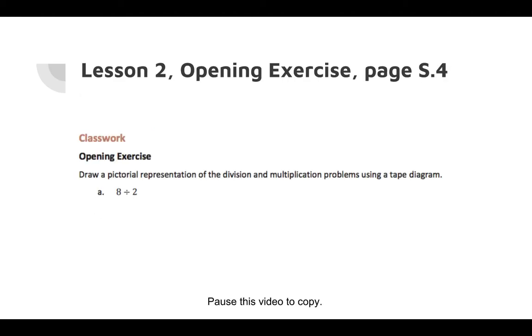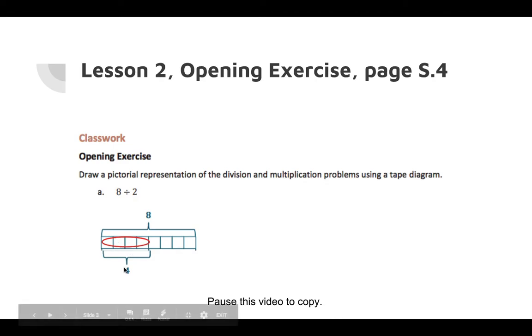On page S4, you will see your opening exercise. Draw a pictorial representation of the division and multiplication problems using a tape diagram. Once again, with our tape diagram. Here we have 8 boxes, and we're told to show 8 divided by 2. We're going to divide these 8 boxes into 2 segments. Splitting that up would mean 4 boxes, and another 4. So this is one way to represent 8 divided by 2.